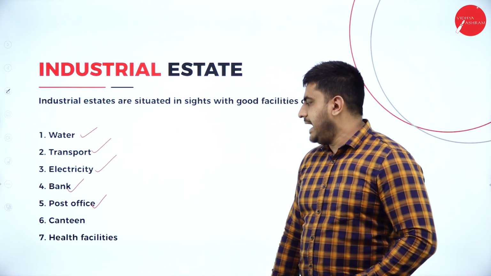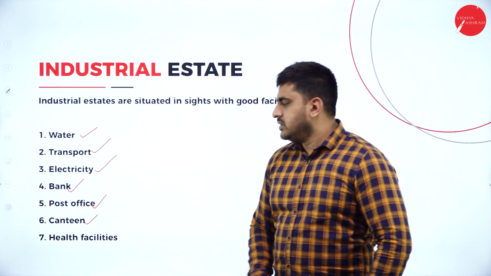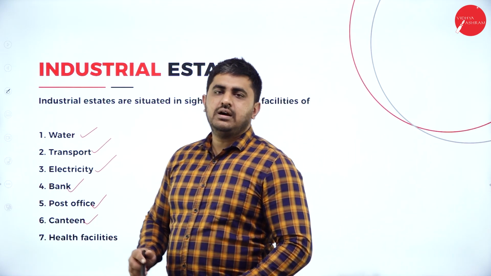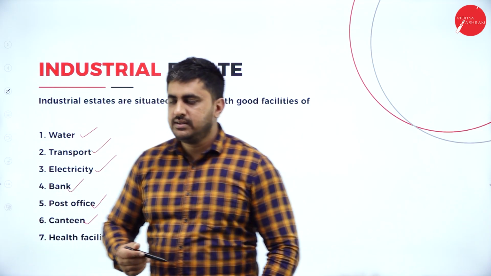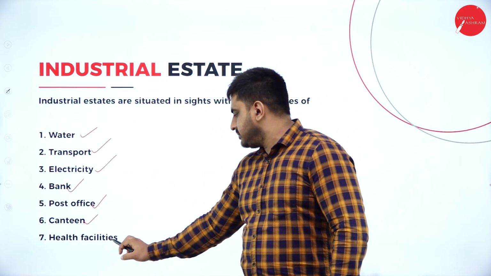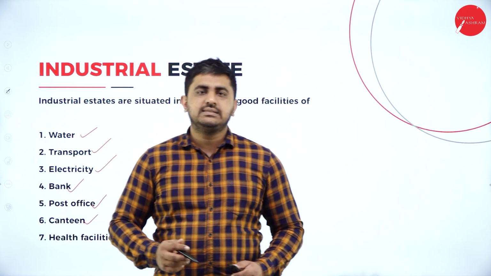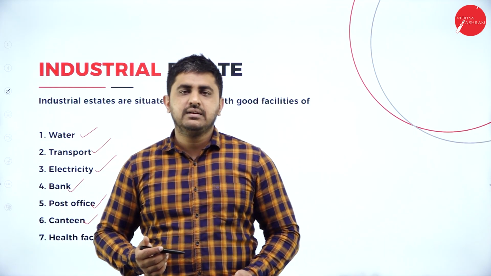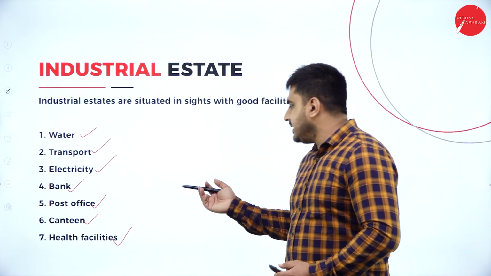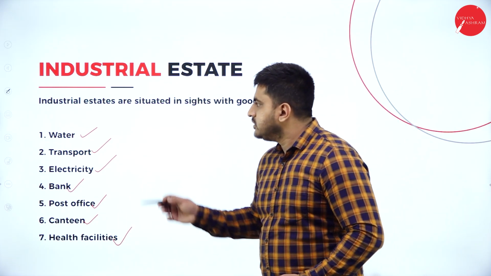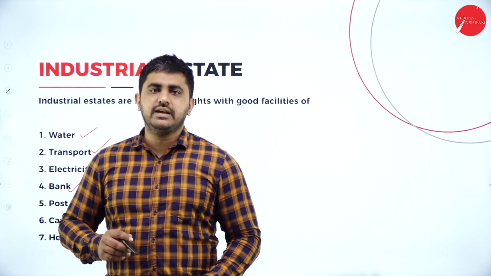Canteen facility for the workers, so that they need not travel outside the industrial estate for food. And health facility, suppose some uncertain events happen and the workers have been injured in the factory. To nurse them, you need health facilities. So this is the meaning of industrial estate.